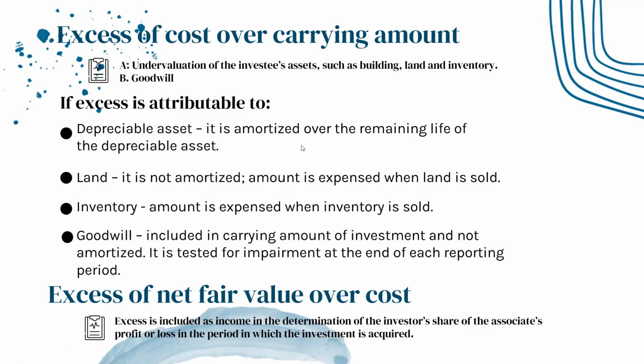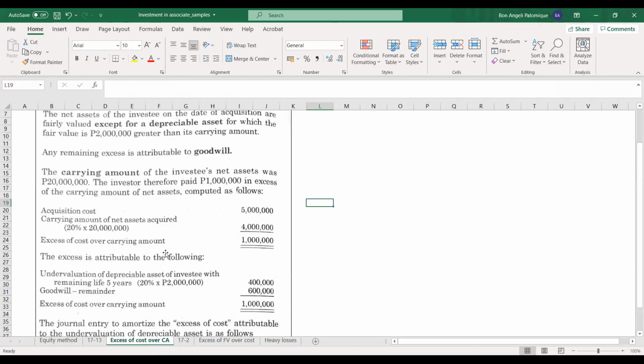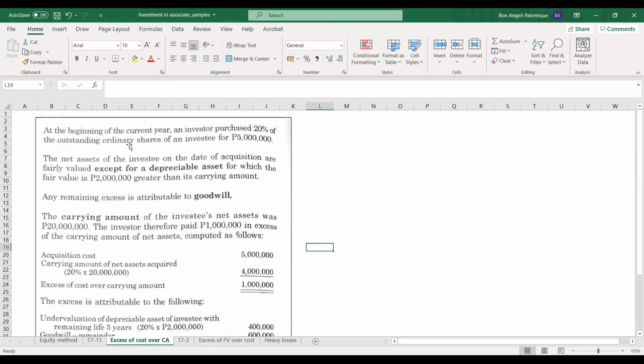So try natin yung sample problem. Okay. So, nakashare ngayon yung Excel file showing the sample problem. At the beginning of the current year, an investor purchased 20% of the outstanding ordinary shares of an investee for 5 million. So, ibig sabihin, binili niya ng 5 million. So, ang cost natin is 5 million for 20%. So, dahil 20%, it is assumed na meron tayong significant influence.